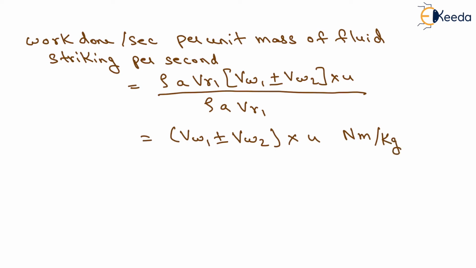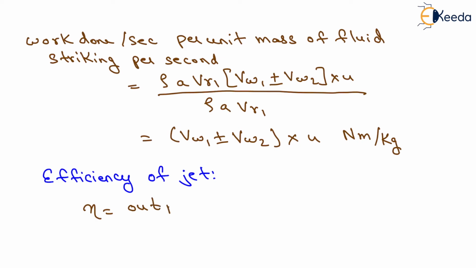Now we have to calculate the efficiency of the jet also. So efficiency of jet: the work done by the jet on the vane is already calculated, that is the output of the jet, whereas the initial kinetic energy of the jet is the input. So we know the formula of efficiency. It will be the ratio of output upon input into 100, or if we want to directly calculate the value of efficiency in terms of decimals, we don't need to multiply here by 100.